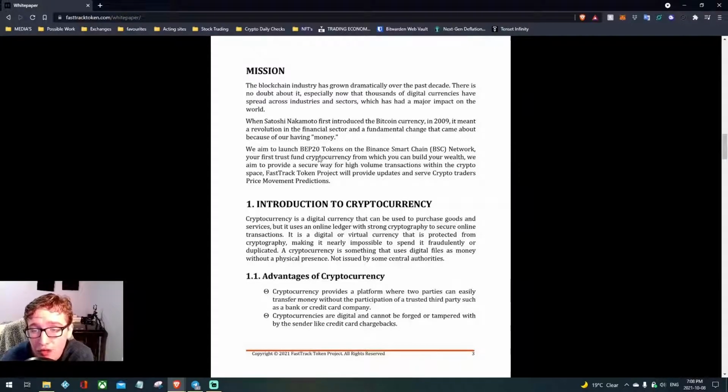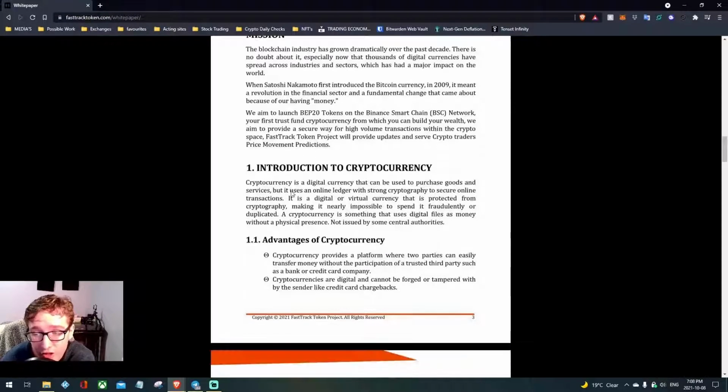We aim to launch BEP20 tokens on the Binance Smart Chain BSC network, your first trust fund cryptocurrency from which you can build your wealth. We aim to provide a secure way for high volume transactions within the crypto space. The Fast Track Token project will provide updates and serve crypto traders price movement predictions. Number 1, introduction to cryptocurrency.